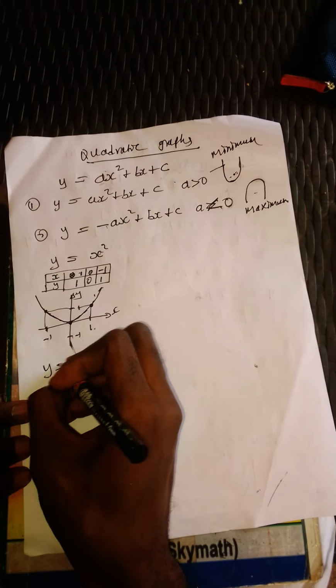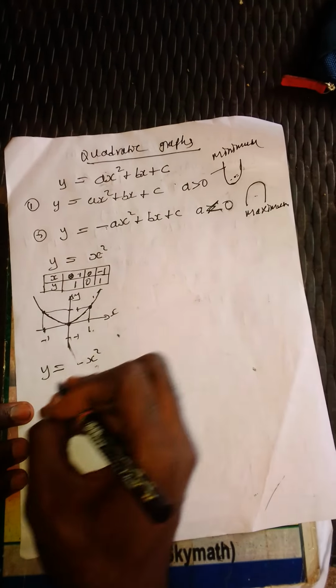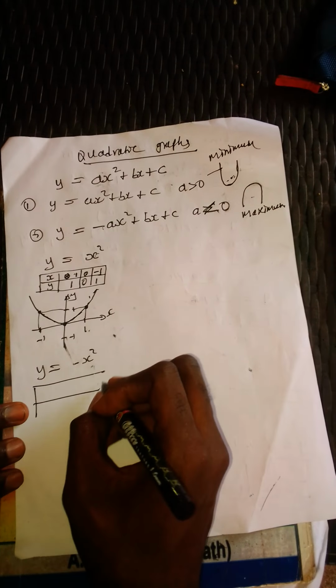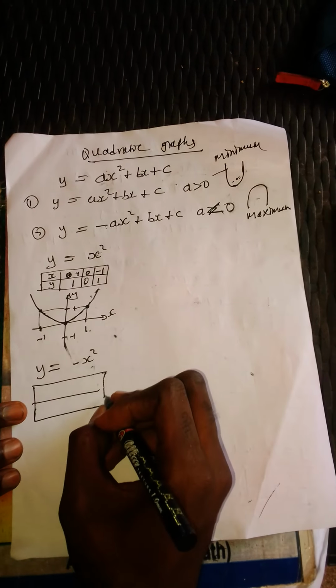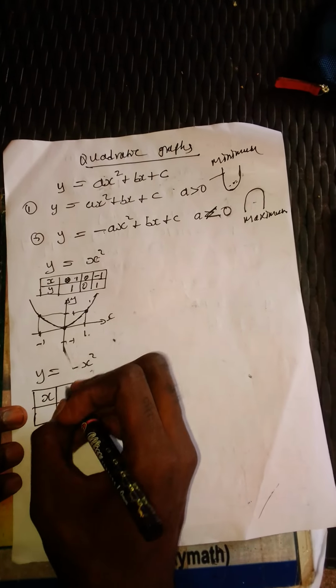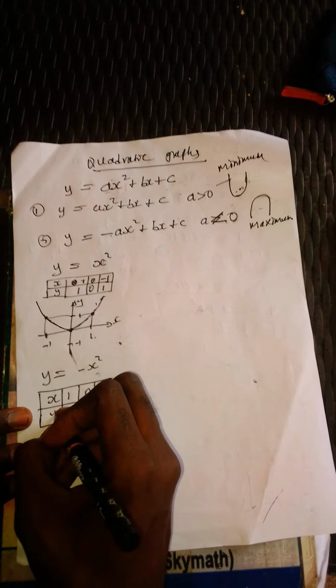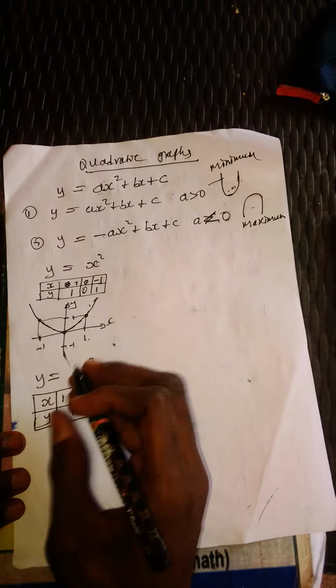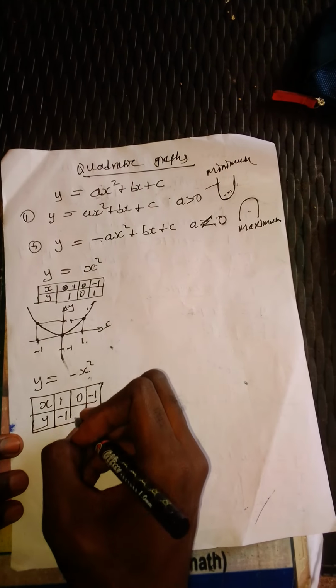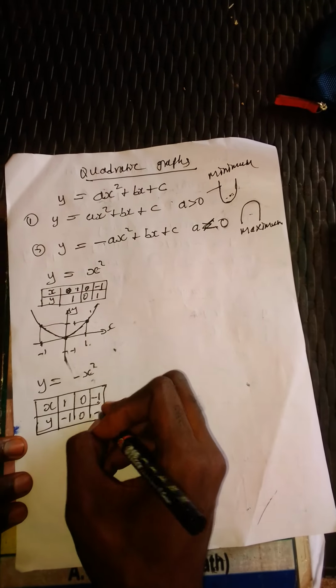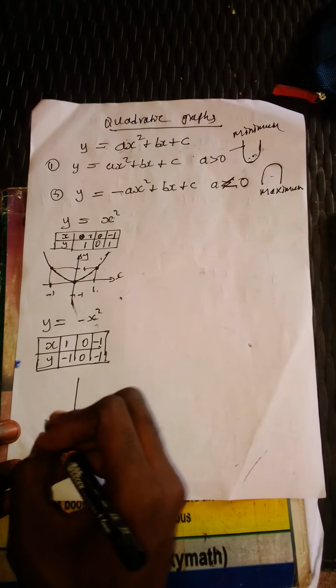Now let's take the same graph, minus x squared. Now it is negative, and we also use the same values of x as 1, 0, and minus 1. Now when x is 1, this is going to be minus 1. When x is 0, y is 0. When x is minus 1, this is minus 1. So we have those points.